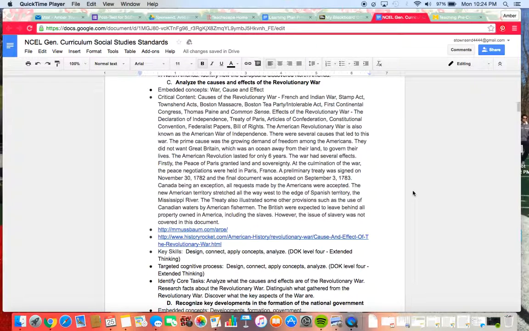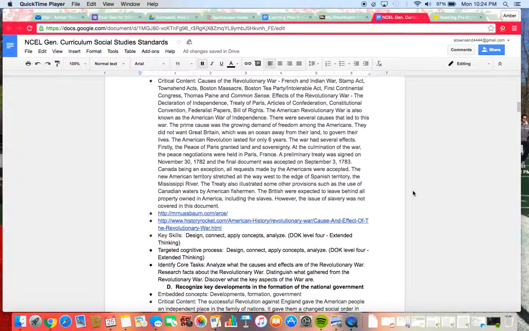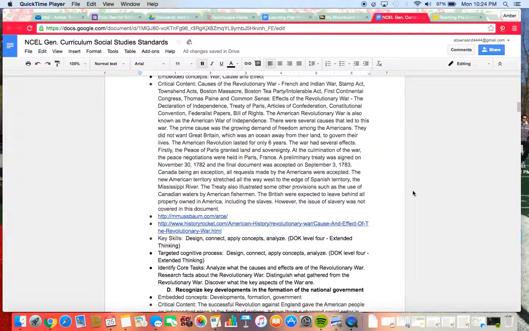The next part of the standard is saying to analyze the causes and effects of the Revolutionary War. And the task that I took out of that was to analyze what the causes and effects of the Revolutionary War are, research facts about the Revolutionary War, distinguish what was gathered from the Revolutionary War, and discover what the key concepts of the war are.